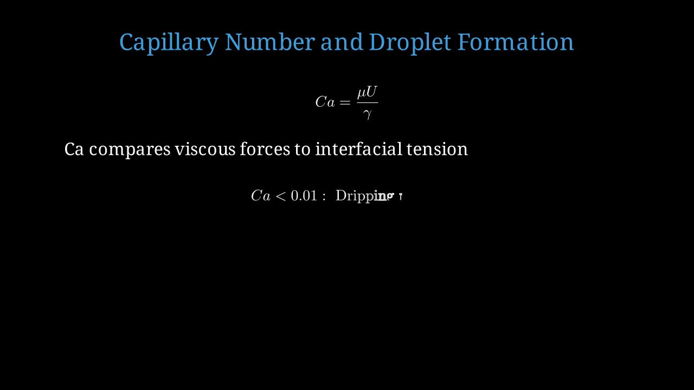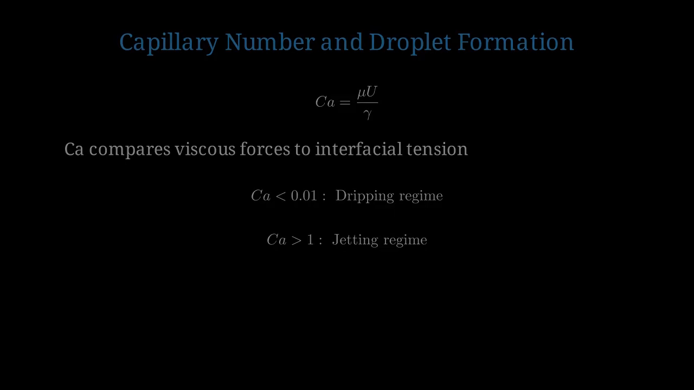When the capillary number is less than 0.01, we're in the dripping regime, where individual droplets pinch off regularly. When the capillary number exceeds 1, we enter the jetting regime, where a continuous jet forms and breaks up chaotically. We want to stay in the dripping regime for monodisperse droplets.